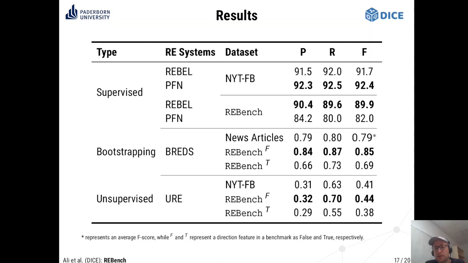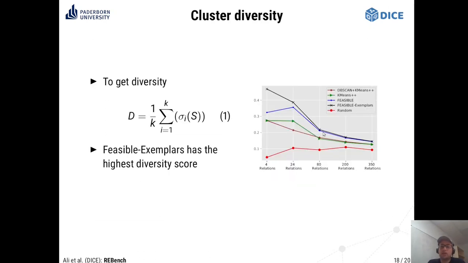I have not shown the results for few shot relation extraction, but a system trained on 100 relation samples performs similarly on 40 relation samples. And it shows that our microbenchmarks are well diverse, and it does not require a very huge number of relations, but it needs to be a number of relations which actually represents the samples very well. For diversity, we get the diversity score by using this formula, which is a standard deviation formula. And we see that feasible exemplar has the highest diversity score as compared to the other clustering algorithms. And for our whole evaluation, we keep feasible exemplar because it has the highest diversity score.